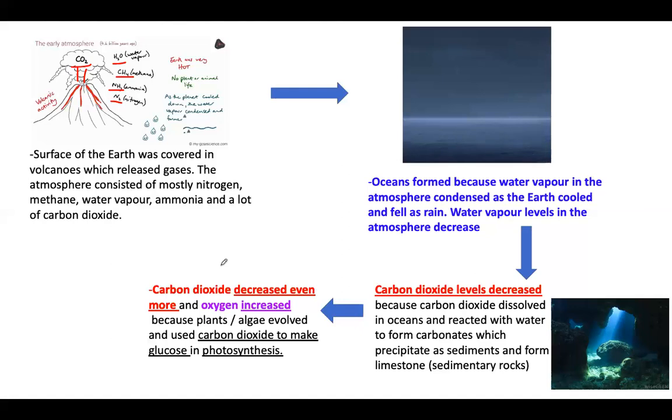Then over the next billion years, we got plants evolving, and they also did photosynthesis, so took in lots of carbon dioxide to make glucose and made oxygen. So a little diagram there, carbon dioxide and water in, oxygen out, and of course glucose is used by the plant for growth, respiration, storage of starch, etc.